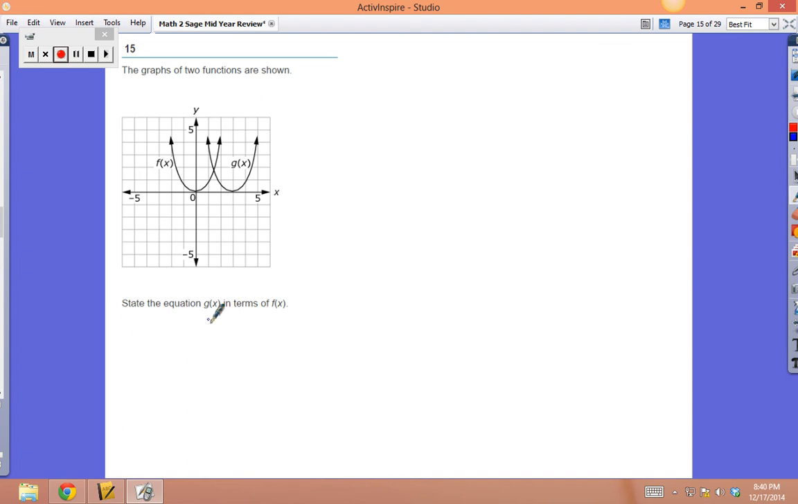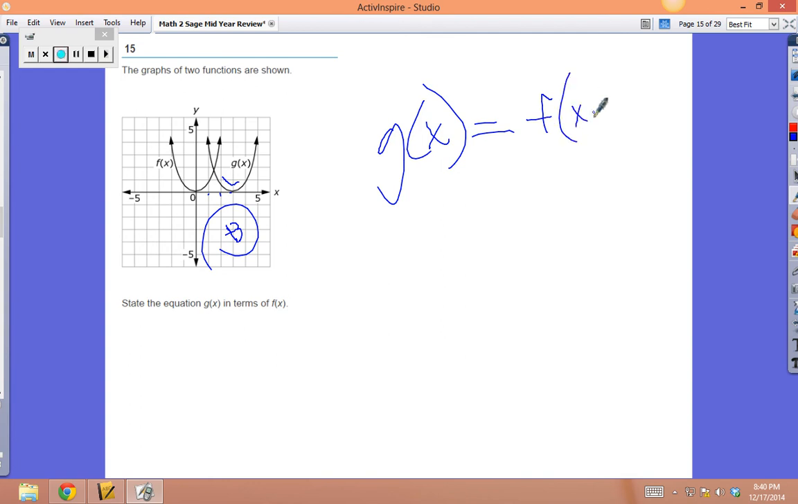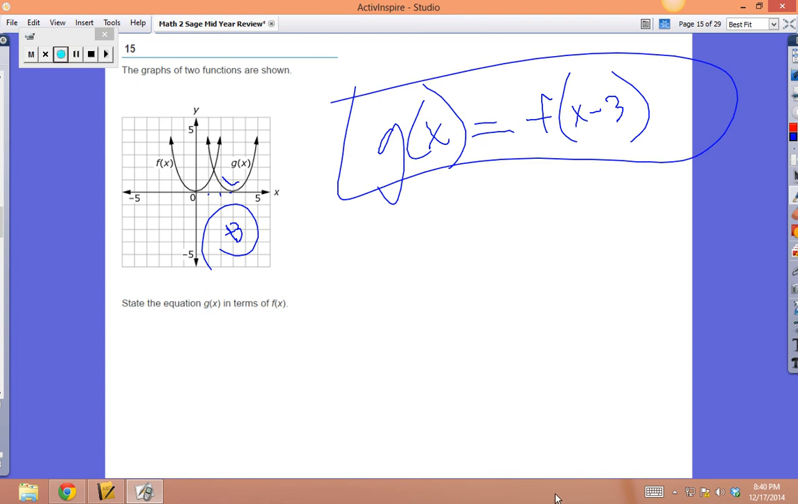Okay, same thing. You need to write the equation g of x in terms of f of x. So g of x is just this. To get g, all I did was I slid it 1, 2, 3 units to the right. So I took f and I'm going to put a +3 in the parentheses. So the minus has to be part of the model. So this is it. You just took f and you slid it over 3 units to the right.